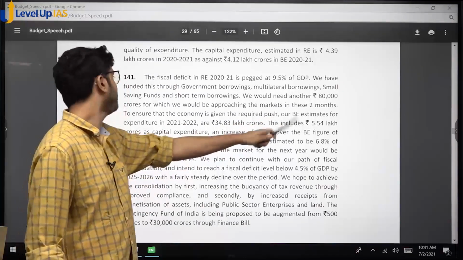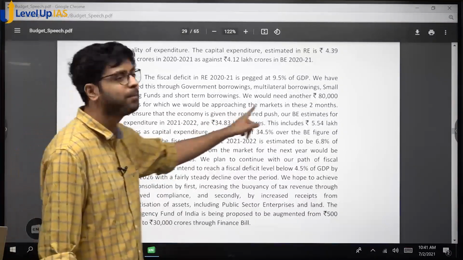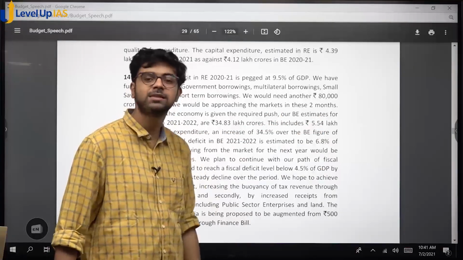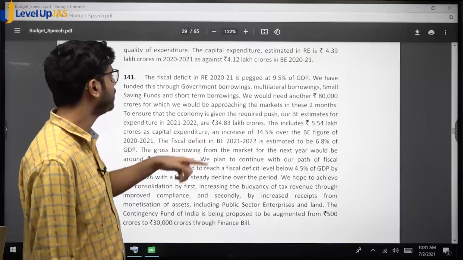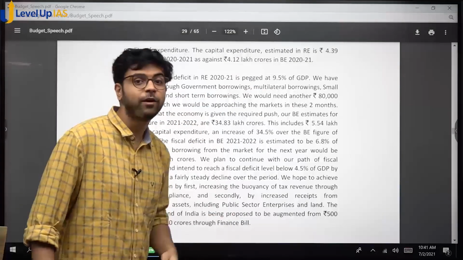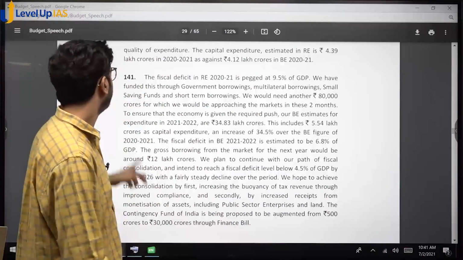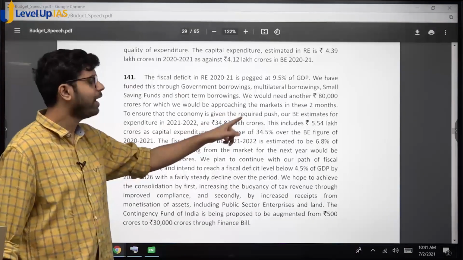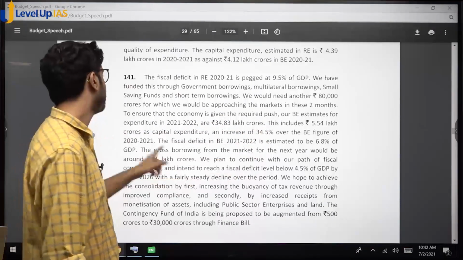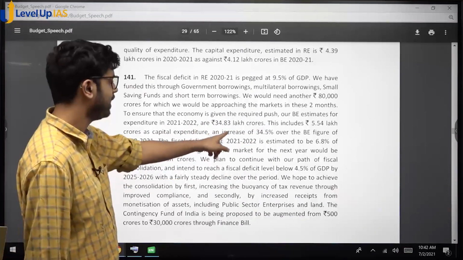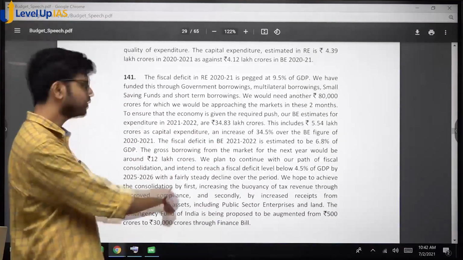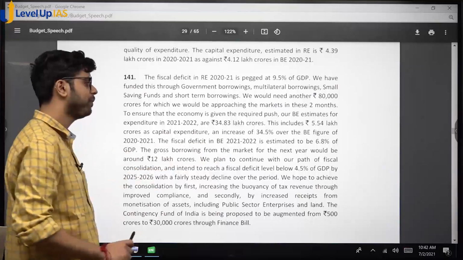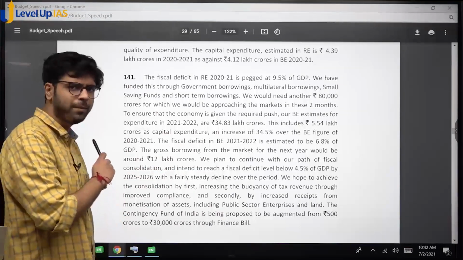We would need another 80,000 crores for which we would be approaching the markets in these 2 months. Remember T-bills, government bonds, SDLs, we would be approaching the market. They are borrowing from the market. If this is more, what will happen? Crowding out will happen. Okay? To ensure that the economy is given the required push, our budget estimates for expenditure are 34.83 lakh crores. This includes 5 lakh crores as capital expenditure, which is increase of 34.5% of. See, you don't need to remember any figure.